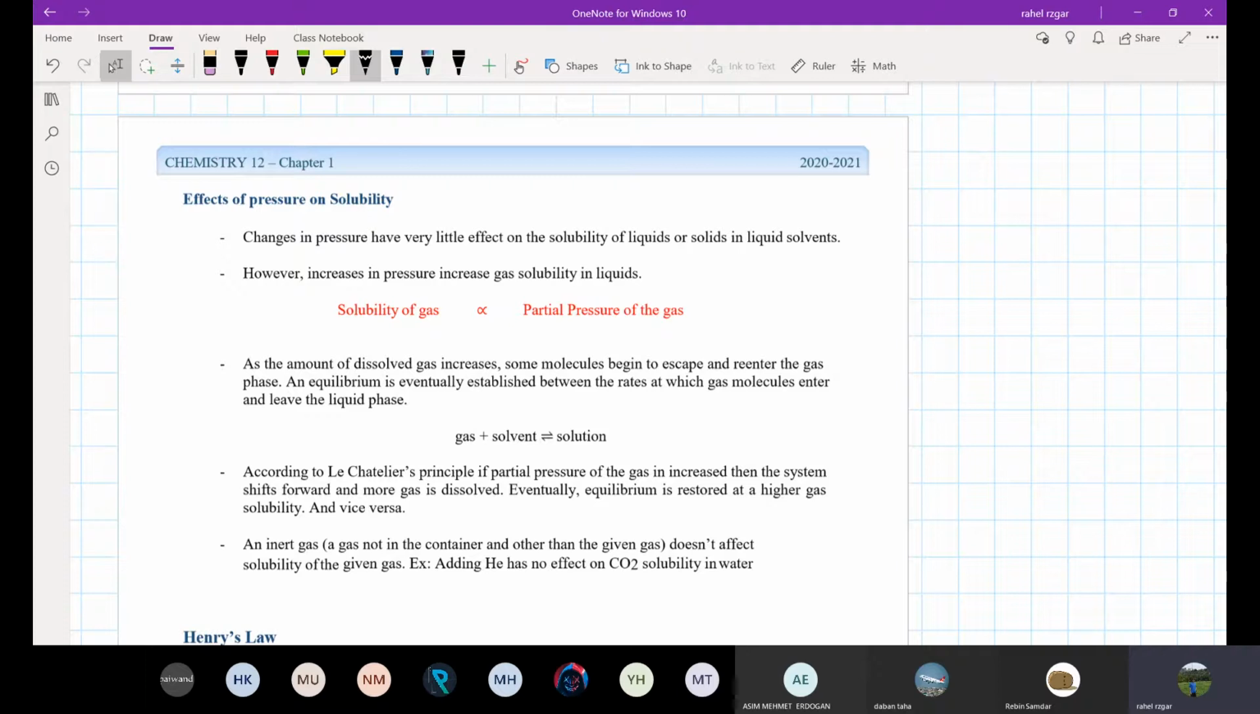Now the fourth one, effects. The first effect that we are going to talk about is the effect of pressure on solubility. If you remember, we said solubility depends on four things: nature of solute, nature of solvent, temperature, and the fourth one we added, which was pressure, only for gases. I want to remind you that when we talk about effects of pressure, it only affects the solubility of gases. We don't care about the solubility of liquids or solids.